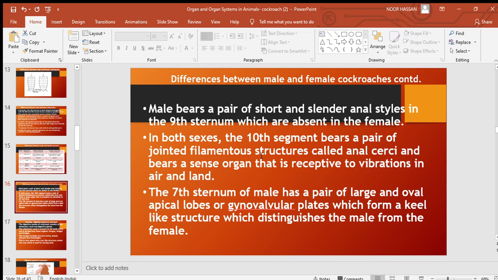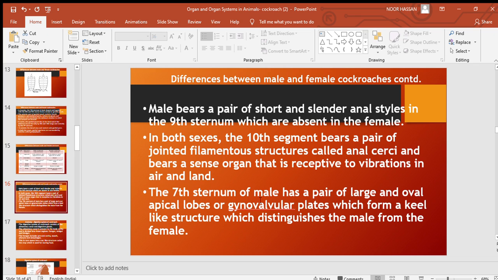In both the sexes, the 10th segment bears a pair of jointed filamentous structures called anal cerci, which also bear a sense organ that is receptive to vibrations in air and land. So in both the sexes, there is a pair of sense organs receptive to vibrations. They receive the vibrations which occur on land and also in air.